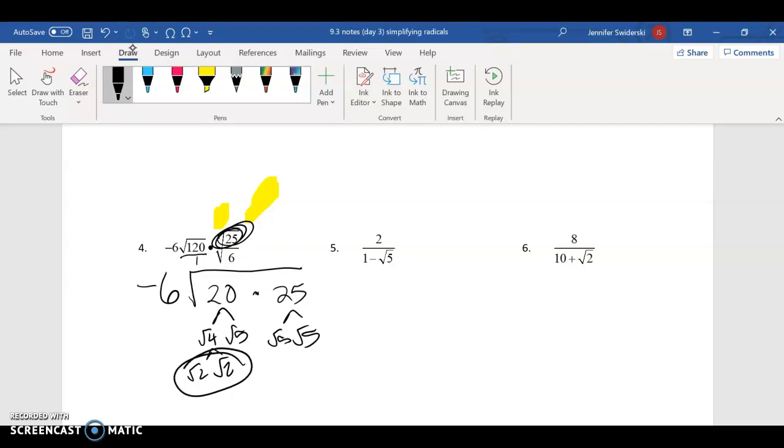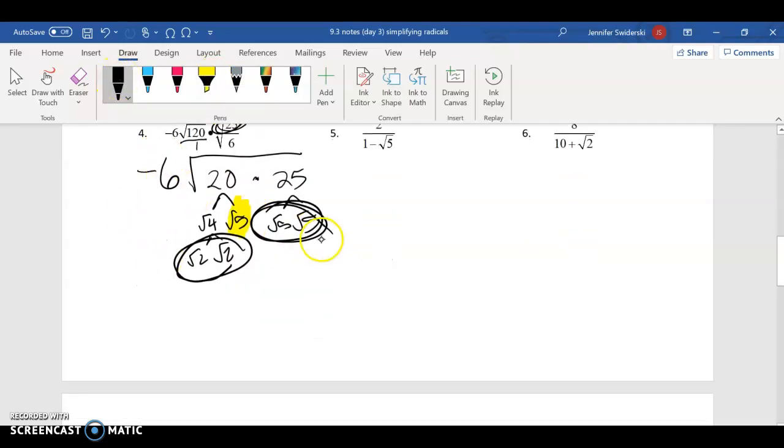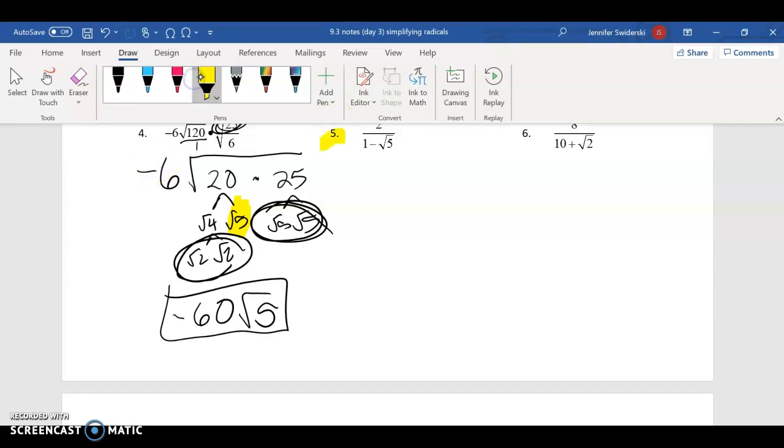So we're going to have a group of 2's that go and join that -6. I'm also going to have a group of 5 that joins that -6. And I have a leftover square root of 5. So for this one, 5 times 2 is 10. 10 times -6, I'm going to get -60 square root 5 is my answer for that. All right, I want you guys to do number 5. Think about the conjugate. I'm going to go ahead and do number 6.